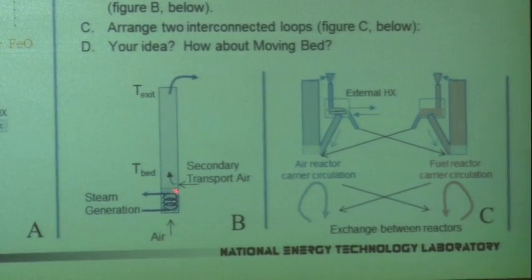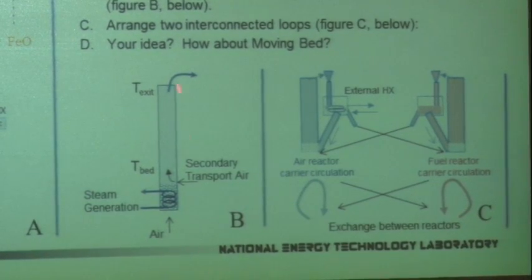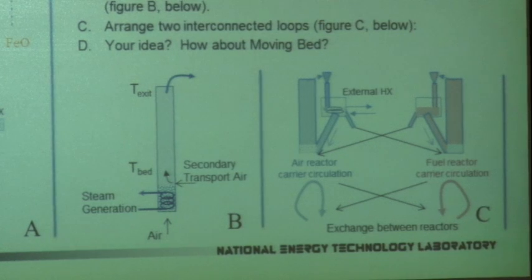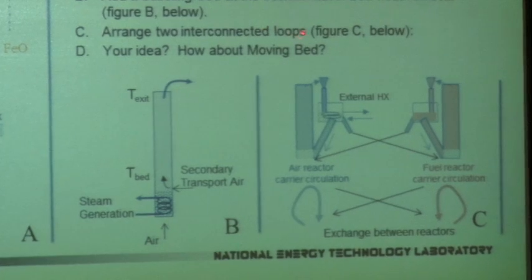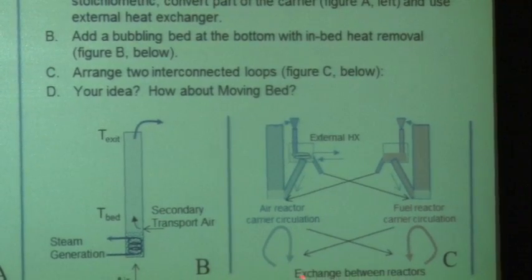Using an external heat exchanger is one way you keep the temperature rise down in the transport in the air reactor. You could also arrange 2 interconnected loops, all right? And that's my figure C right over here. Let me explain this one.